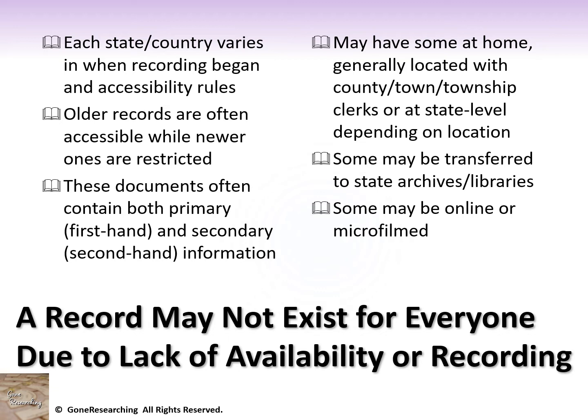Now, you may find some vital records at home, but they're generally found at county, town, township clerks' offices or at the state level, depending on the location. Some vital records may have been transferred to state archives or libraries, and some may be online or on microfilm. Now, the thing to note is a record may not exist for everyone due to the lack of availability or that the record simply wasn't recorded.